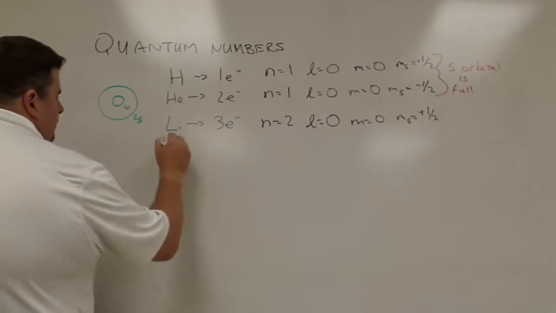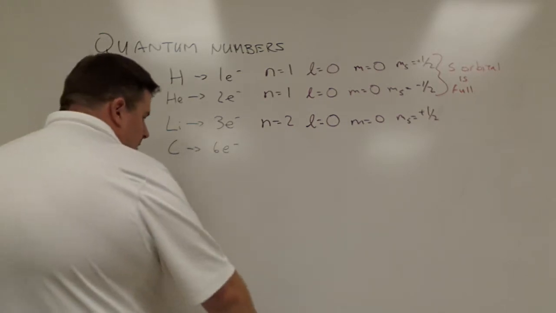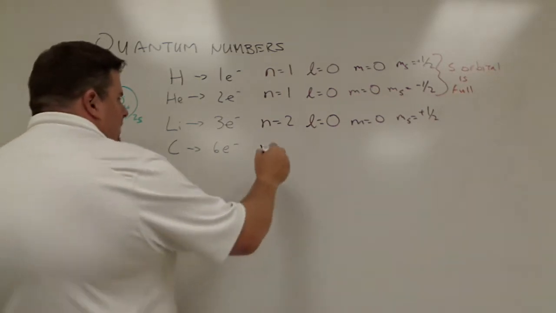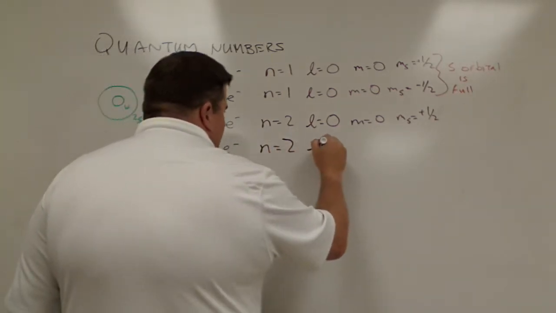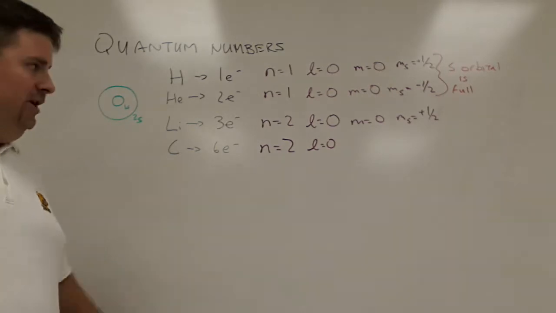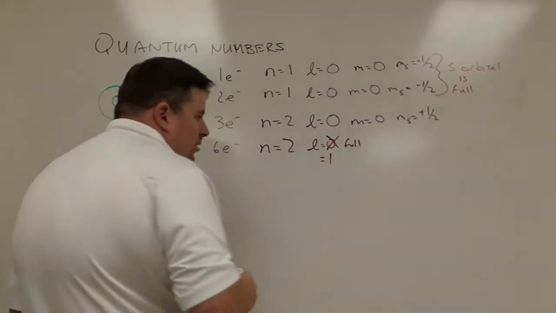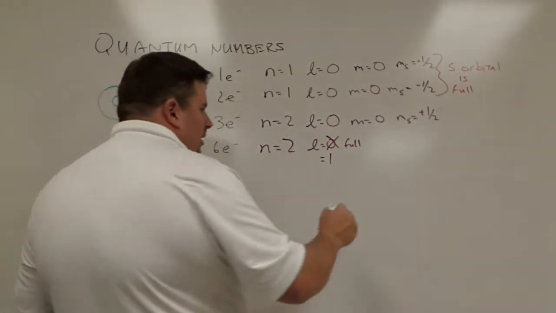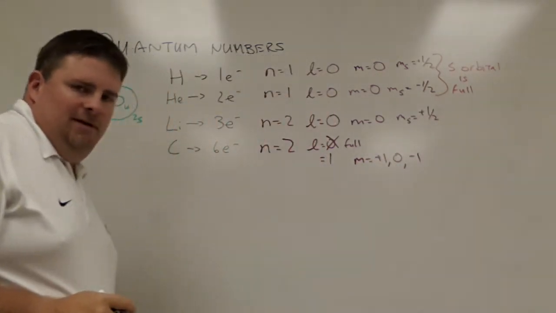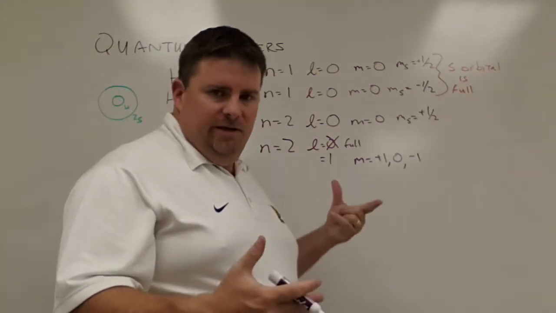I'm going to go to carbon. Carbon has 6 electrons. Okay? The N value for this is going to be what? 2, that's right. Good. And now I've got L that's 0, but that was filled earlier with my 3rd and 4th electrons. So I can't use 0 here because that's already full. So what I'm going to do is have L equal to 1. That means I'm going to start populating the M plus 1, the M 0, and the M minus 1.